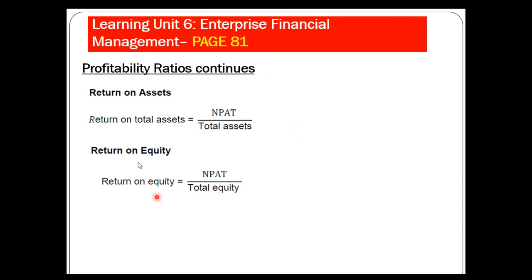Again, we've got the return on equity. Again, net profit after tax, and we divide by the total equity. Equity is the same as capital. So again, it's all about using those ratios effectively. Again, here, guys, make sure that you multiply it by what? By 100. And again here, multiply by the 100 so that it can be easier for us to compare.